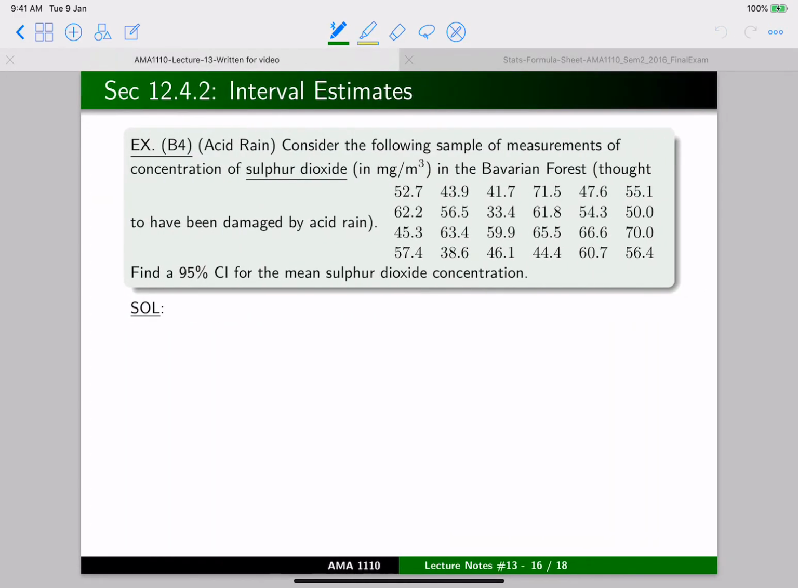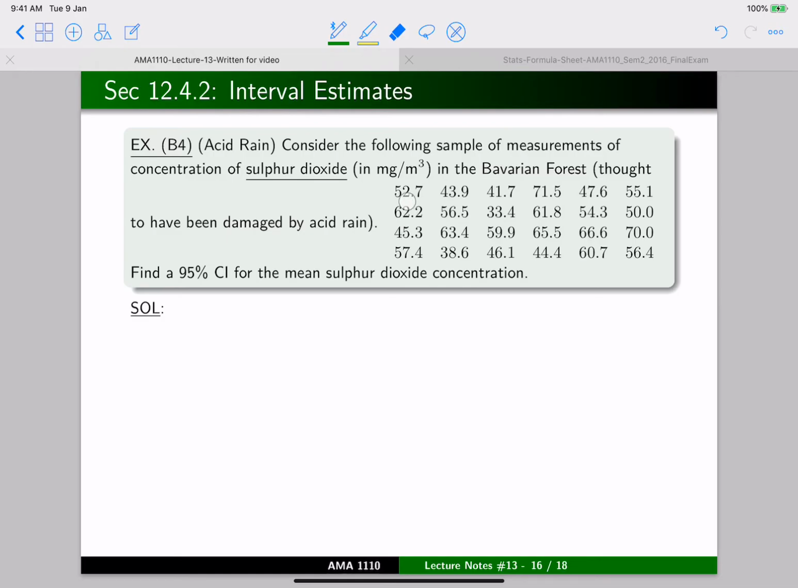Now let's look at some questions. Following is a sample of measurements of the concentration of sulfur dioxide in the Bavarian forest. Sulfur dioxide is basically what causes acid rain.